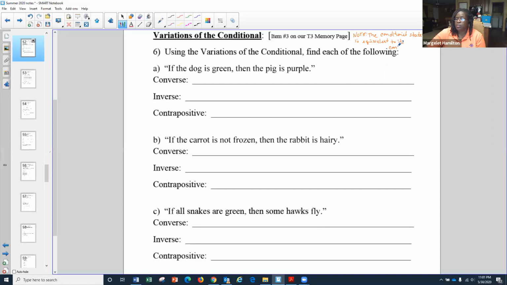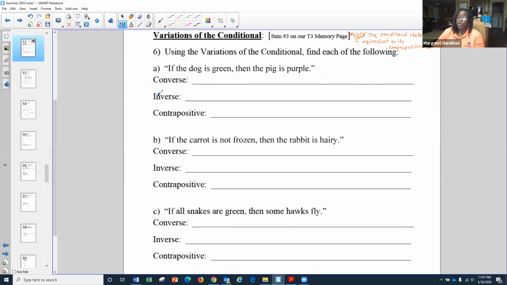Contrapositive. Okay. Asterisk that. Very important to note. The conditional statement is equivalent to its contrapositive. All right, so now let's talk about the variations of the conditional statement.